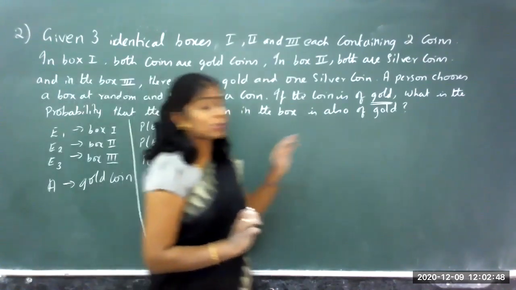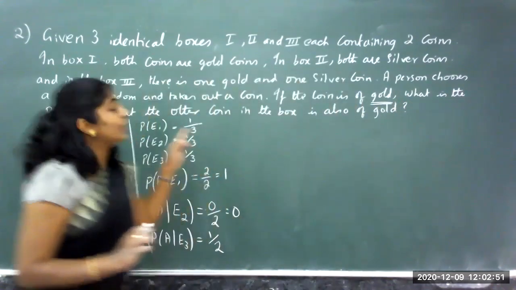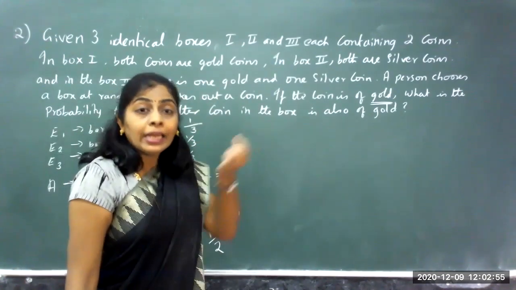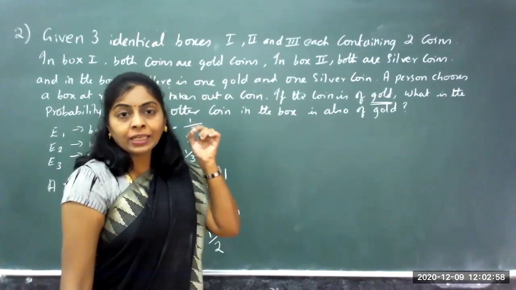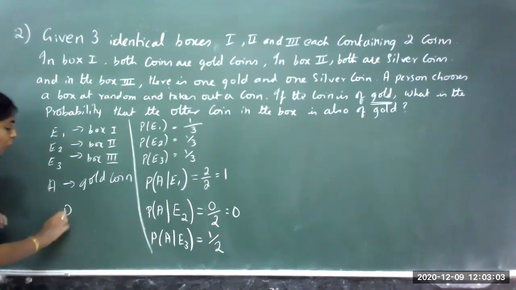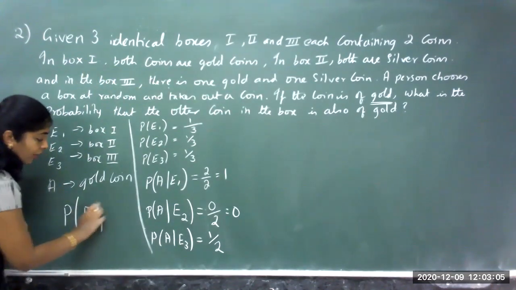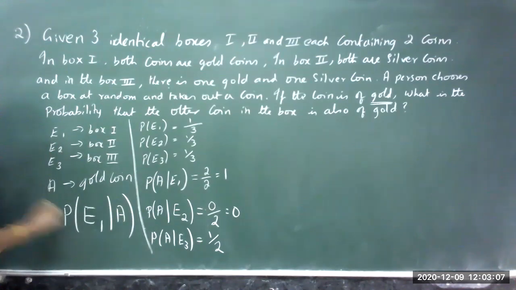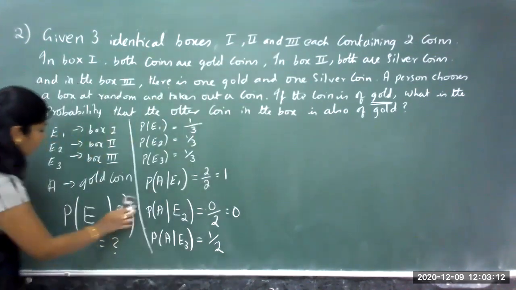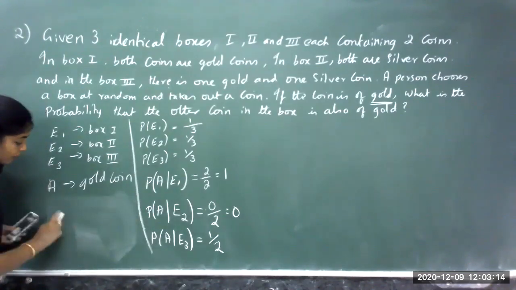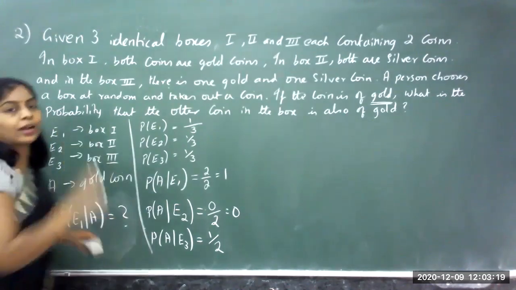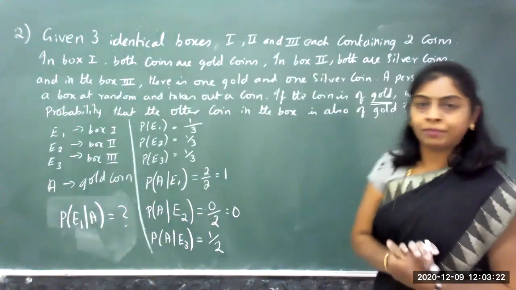But this is not what is asked. What is asked? What is the probability that the other coin in the box is also gold? When I pick the gold, both should be gold coins. That is box 1. So I want the probability of box 1, given the gold coin. This is unknown. The probability of getting from box 1 a gold coin is unknown, and this is what has to be obtained from the data.